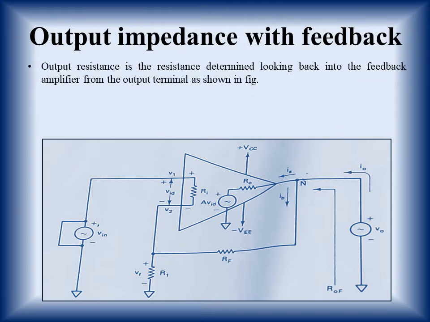First of all, we will define output resistance. Output resistance is the resistance determined looking back into the feedback amplifier from the output terminal.